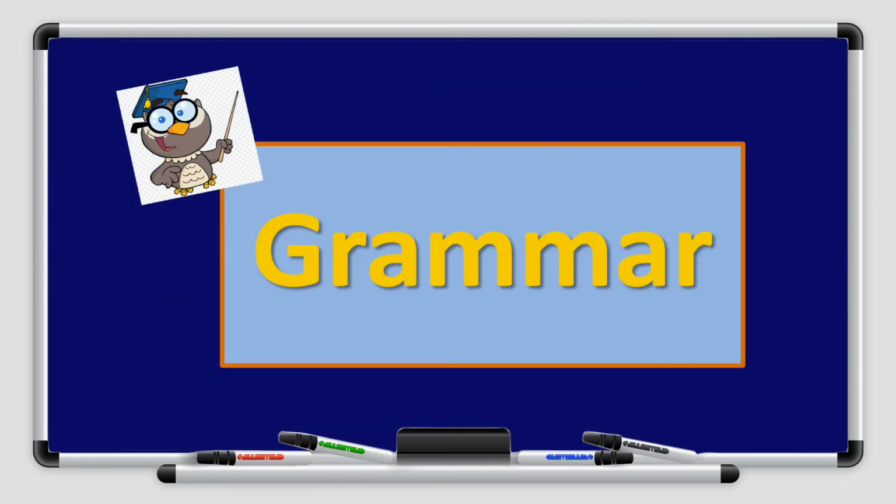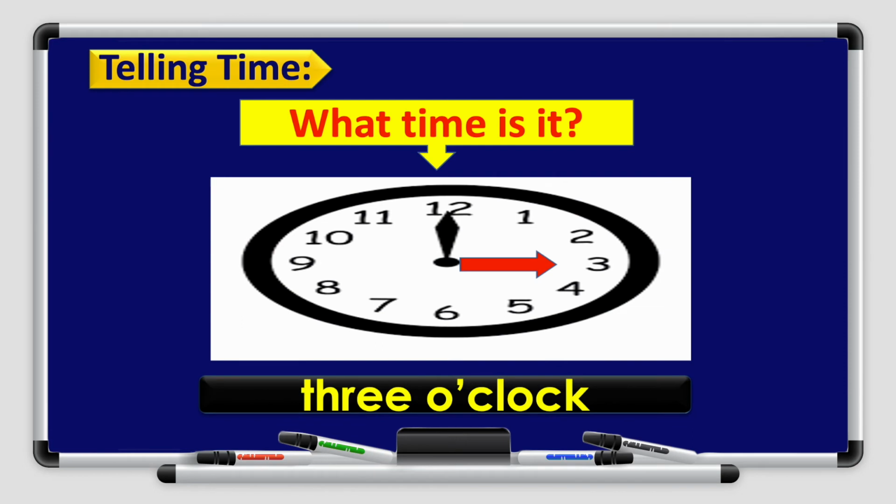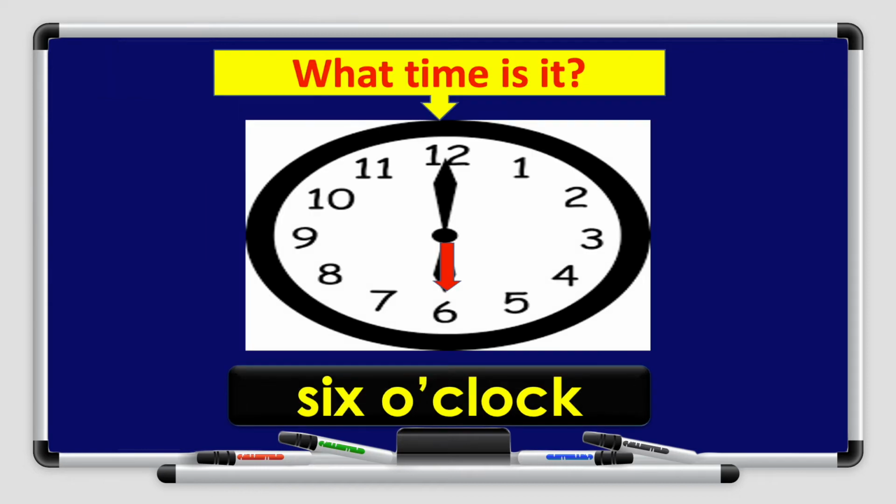All right, boys and girls, we are done with the vocabulary. Let's move on to grammar. Telling time. What time is it? I want you to look at the clock and tell me what time is it. That's right, boys and girls. It's 3 o'clock. What time is it now? Look at the clock.